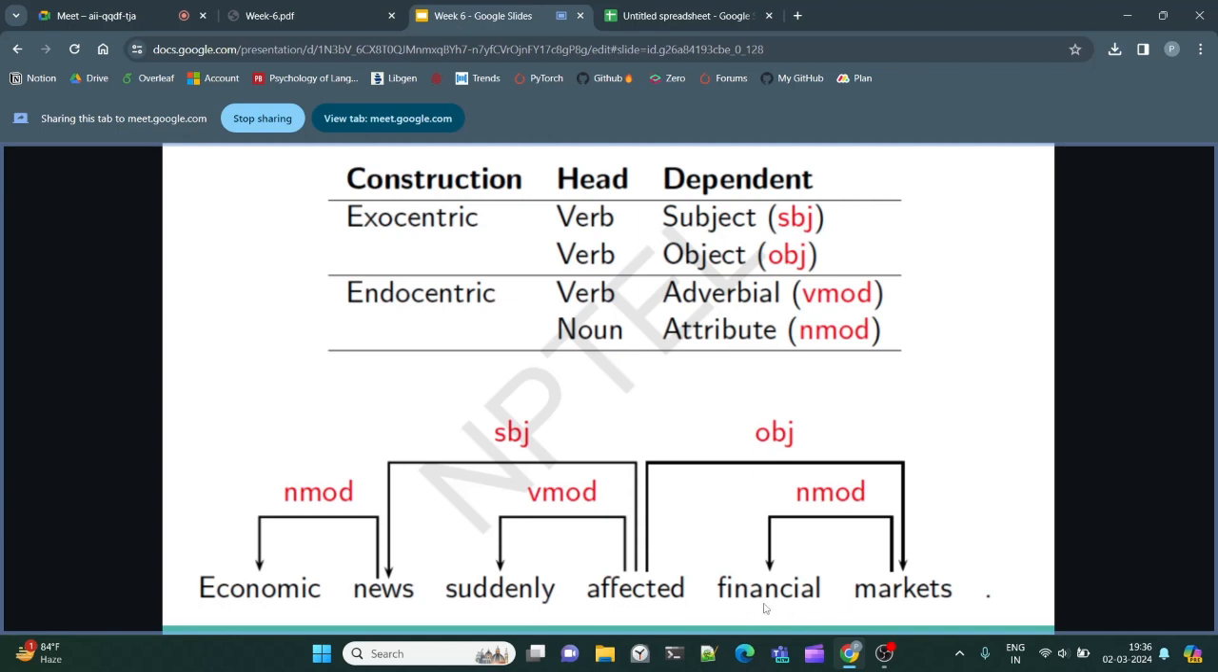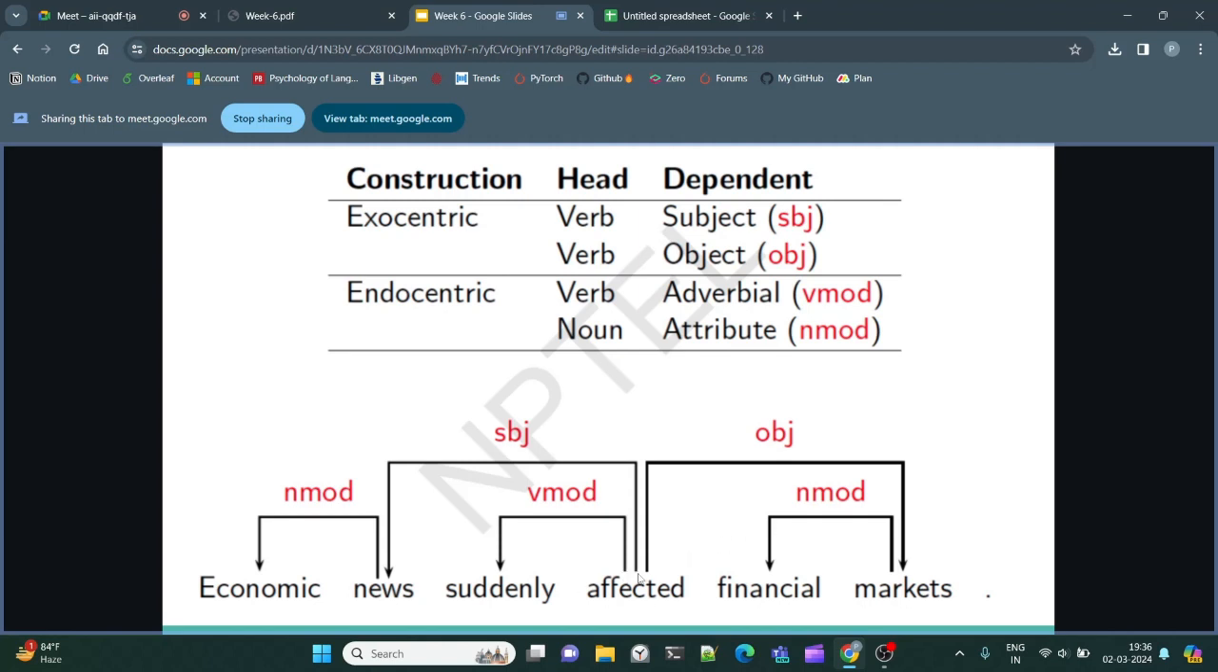So here again, if we drop the word financial, we still have a valid sentence since markets is fulfilling the grammatical functionality of the whole construction. So these are examples of endocentric constructions.